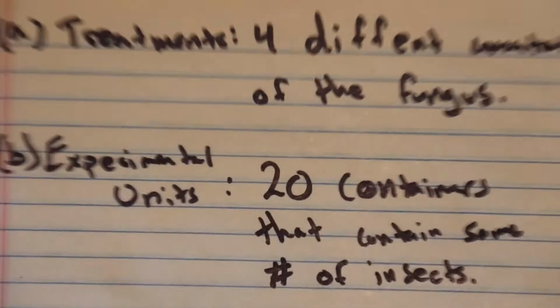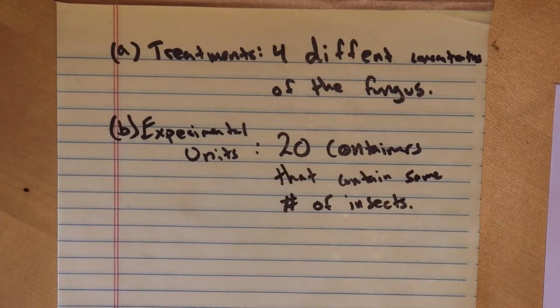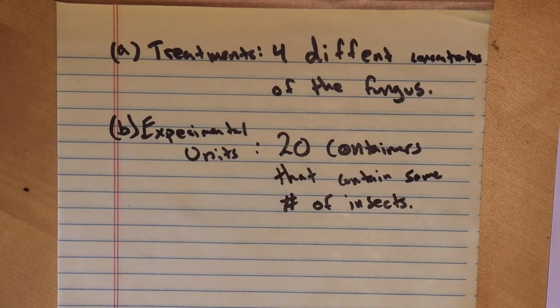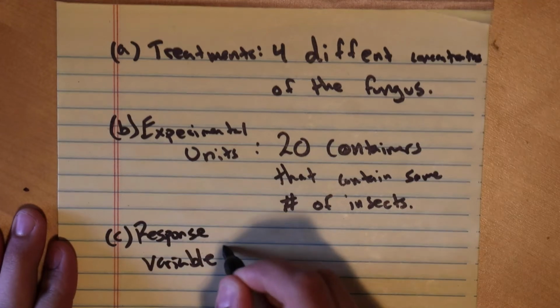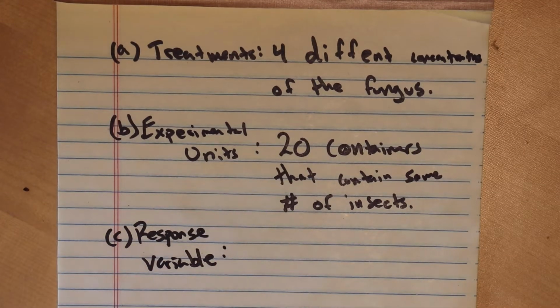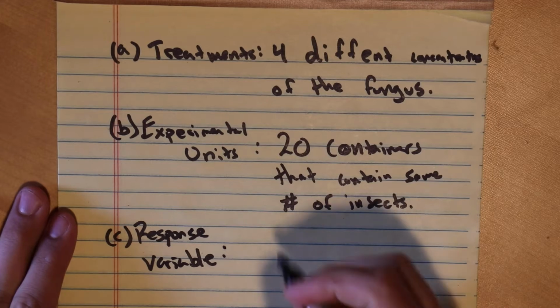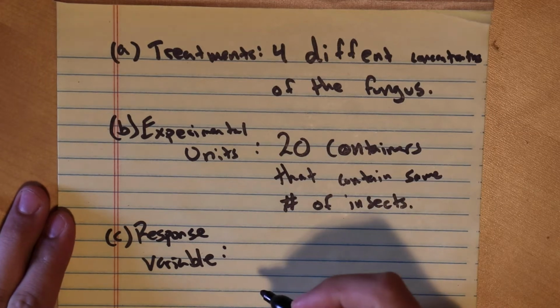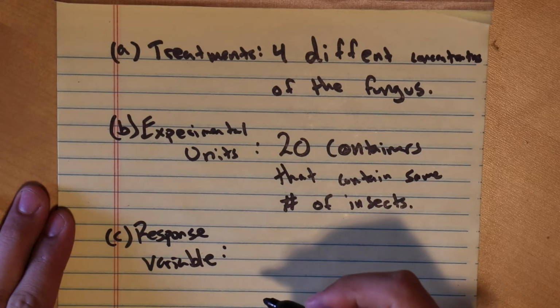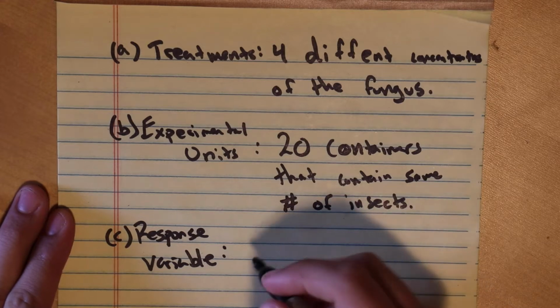That one was a pretty commonly missed one. I think a lot of folks said it was the insects. So what is the response variable? What is the outcome of this experiment? It is the number of insects that are still alive in each container 1 week after spraying.